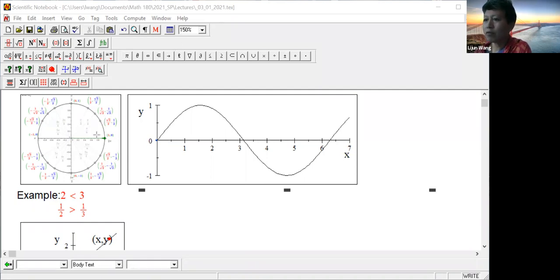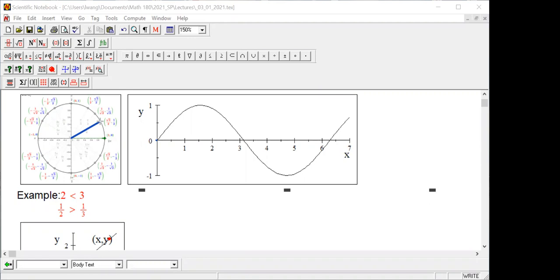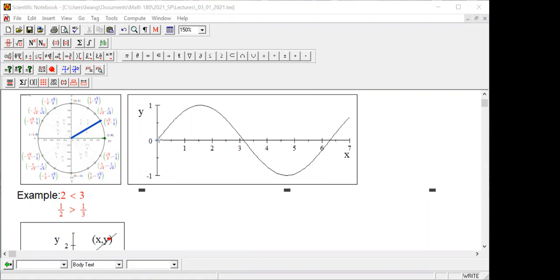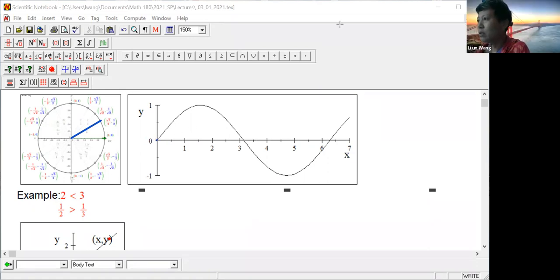What is pi over 6? Pi over 6 is this angle. This angle has an arc length on the unit circle. So this is the arc length. Do you follow me? That's the arc length. This arc length will be stretched straight and put right here. I'm going to use a slightly different color. The arc length is right here.